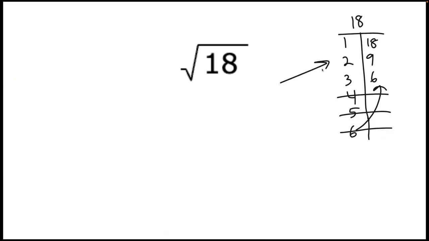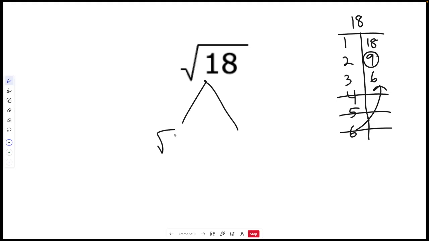Which one of those is on the list that we made at the beginning? And the answer to that is 9, right? 9 is a perfect square. So what we do is we break, or we factor, the square root of 18 into the square root of 2 times the square root of 9. And then the square root of 9 we know, right? That's 3. And this stays the square root of 2. Remember, this is all with a multiplication symbol in the middle.